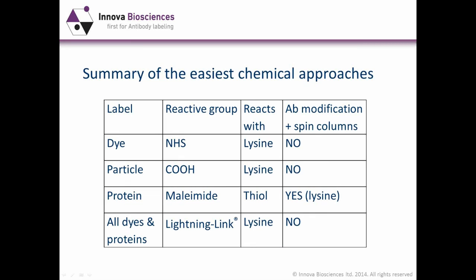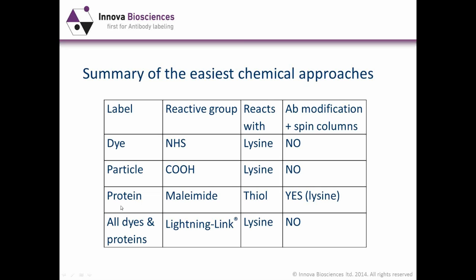Okay, here's a summary of the easiest chemical approaches for making conjugates. We have a fluorescent dye with an NHS ester. This will react with lysine on the antibody. It's a direct reaction with the lysine, so there's no antibody modification or spin columns before you get started. So it's a great method. If you have a particle with a carboxyl group, again, it's a reaction with a lysine, this time mediated by EDC, as we discussed earlier. Again, no prior modification of the antibody required. It's a direct reaction once again.